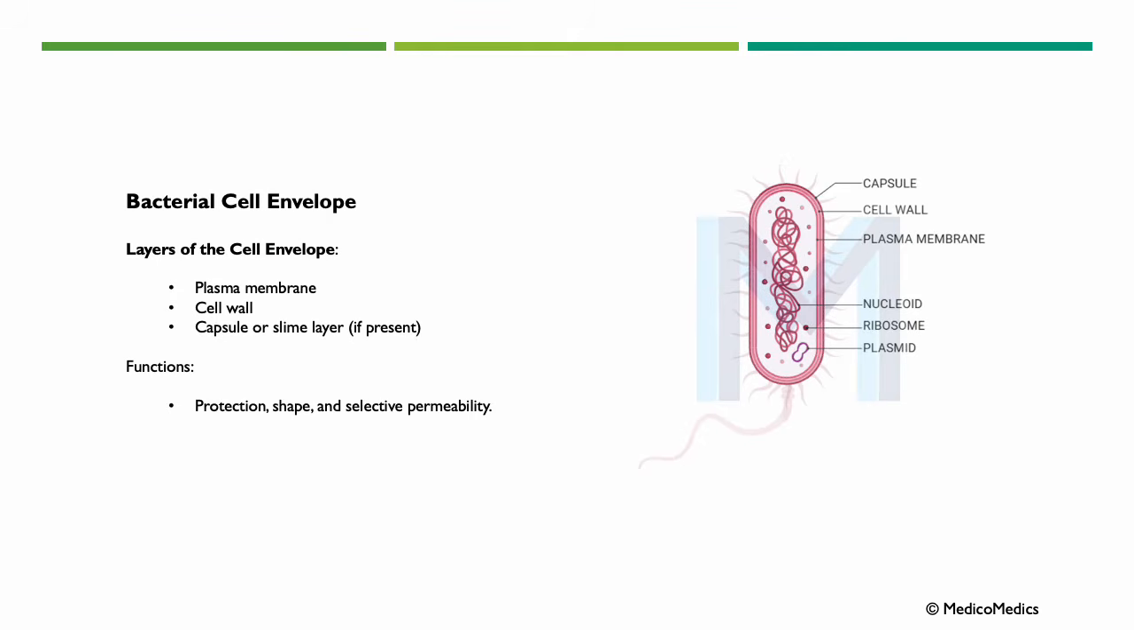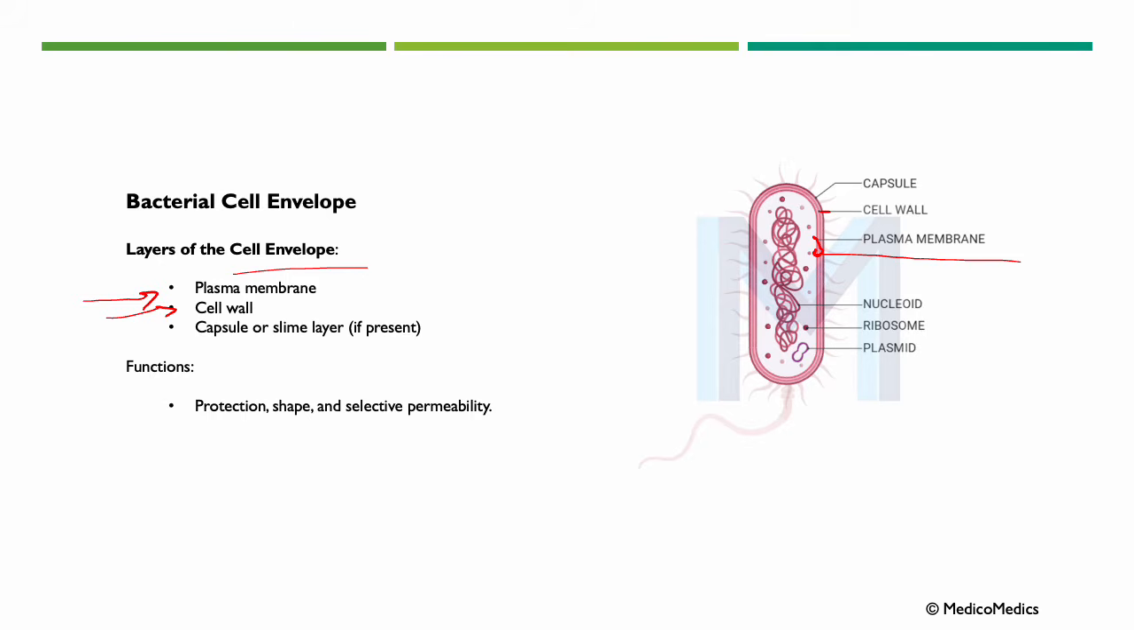Now let's talk about the bacterial cell envelope. So what are the layers of this cell envelope? We have the plasma membrane, seen here. We have the actual cell wall, seen here. And then a capsule or a slime layer, if present.